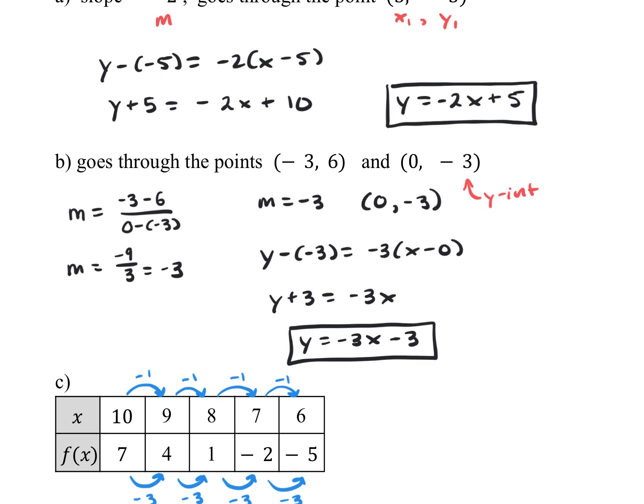For part B, first you need to find the slope using the slope formula. So y2 minus y1 over x2 minus x1. And you get a slope of negative 3. And then I use this coordinate to make the equation, but you could use either one. You might have also noticed that this is the y-intercept because our x value is 0. So you could actually go straight to slope-intercept form for this problem.